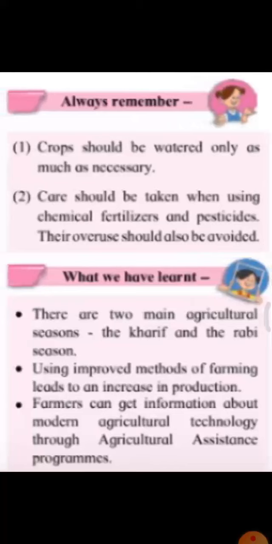Okay, children, what have we learned from the lesson? There are two main types of agricultural seasons, that is Kharif and Rabi season. Using improved methods of farming leads to an increase in the production, and farmers can get information about modern agricultural technology through agricultural assistance programs.